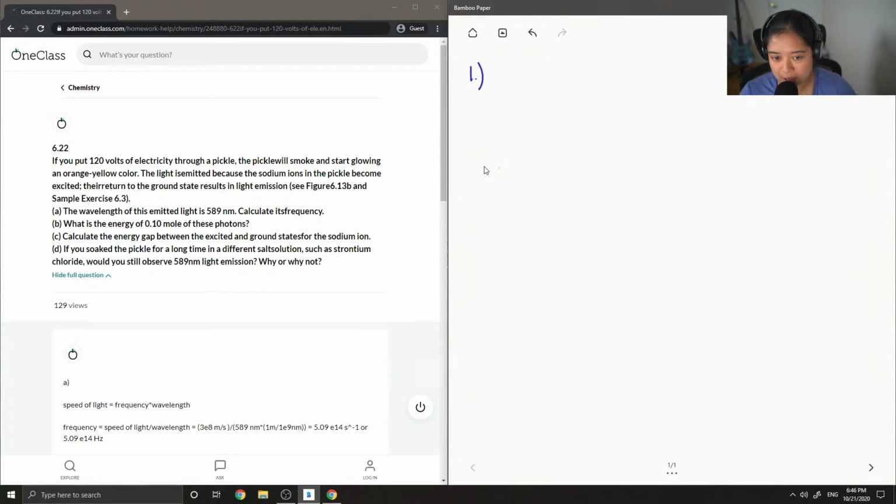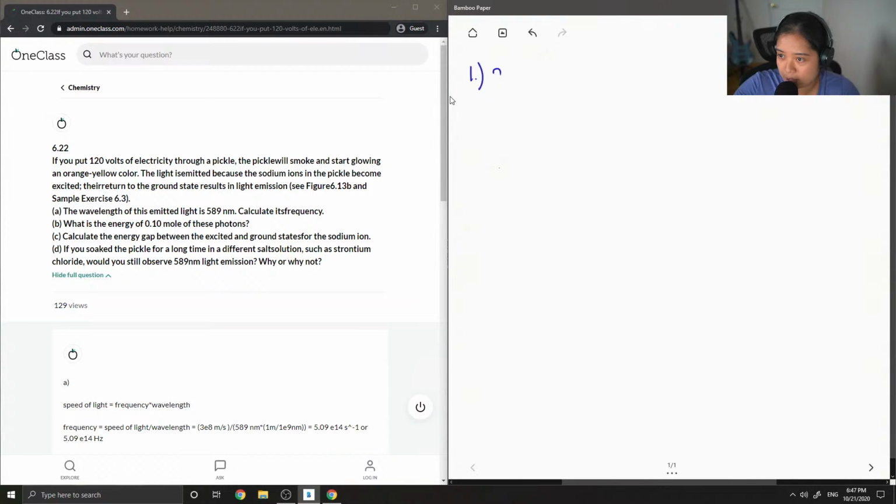Question 1a. The wavelength of this emitted light is 589 nanometers. Calculate its frequency. B. What is the energy of 0.1 mole of these photons? C. Calculate the energy gap between the excited and ground states for the sodium ion. And then for D, if you soak the pickle for a long time in a different salt solution, such as strontium chloride, would you still observe 589 nanometer light emission? Why or why not? Okay, so that's kind of a cool question.